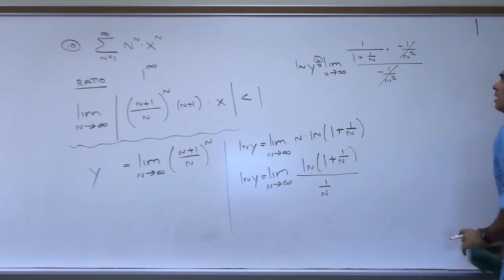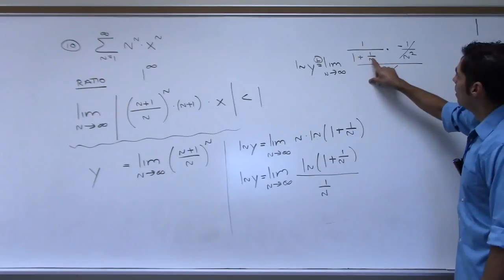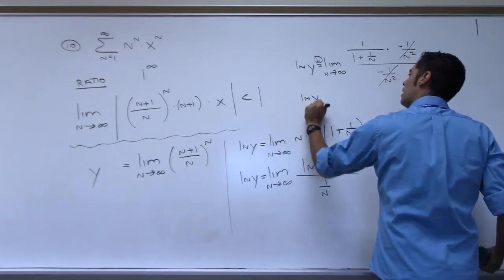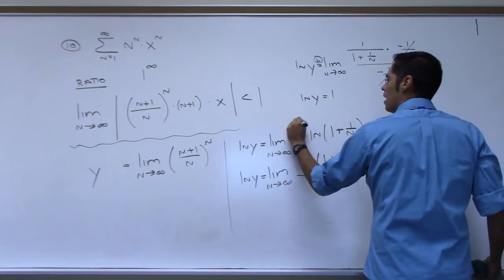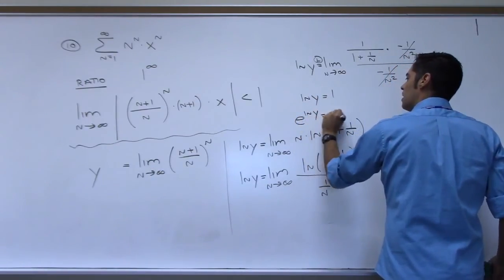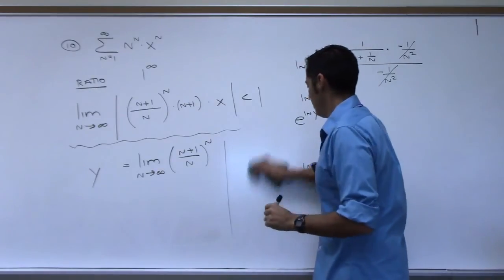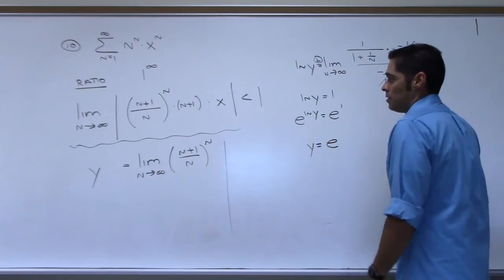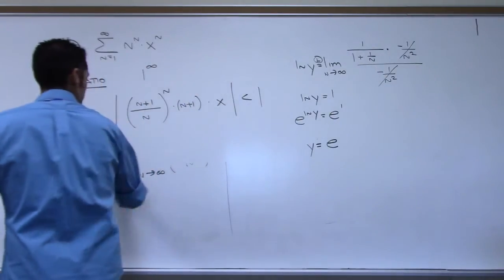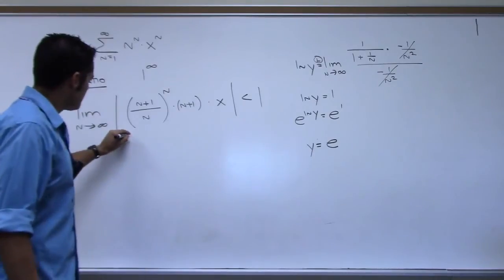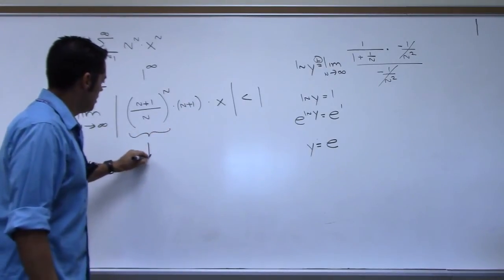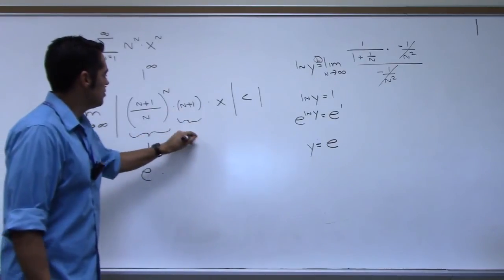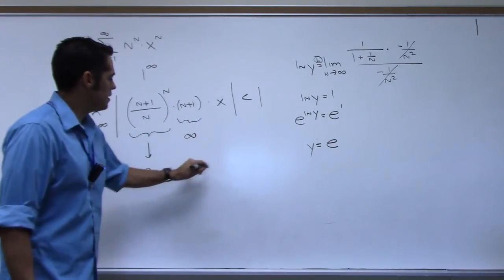These cancel. Now let n go to infinity. This goes to 0. You get 1 over 1. So you get that natural log of y equals 1. And then you take e on both sides. E to the natural log of y equals e to the 1. So y is e. So coming back here, I know that what happens is that this piece just alone goes to e, which is a number, but then times this piece, which goes to infinity, times x.